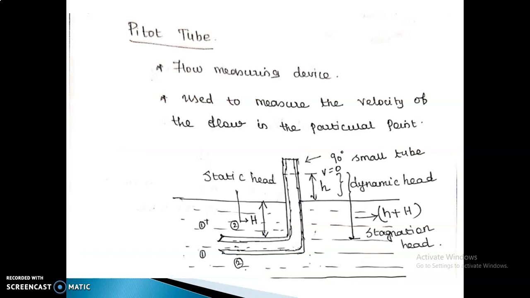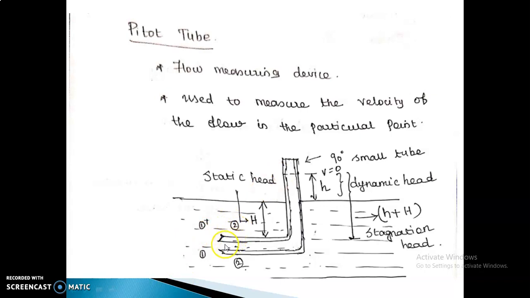When you look at the Pitot tube here, it consists of a small tube inclined at 90 degrees, and this is the fluid path, the flow path. In that you have a fluid, right? This Pitot tube is inserted in the flow path. It is used for measuring a flow rate. Not only that, it is used to measure the velocity of the flow at a particular point.